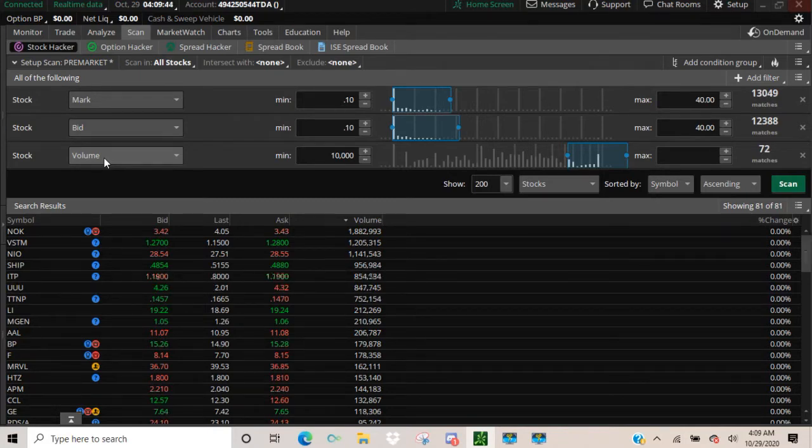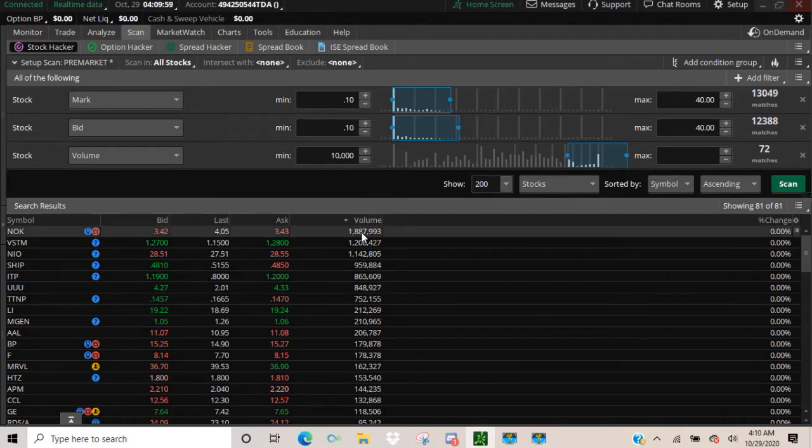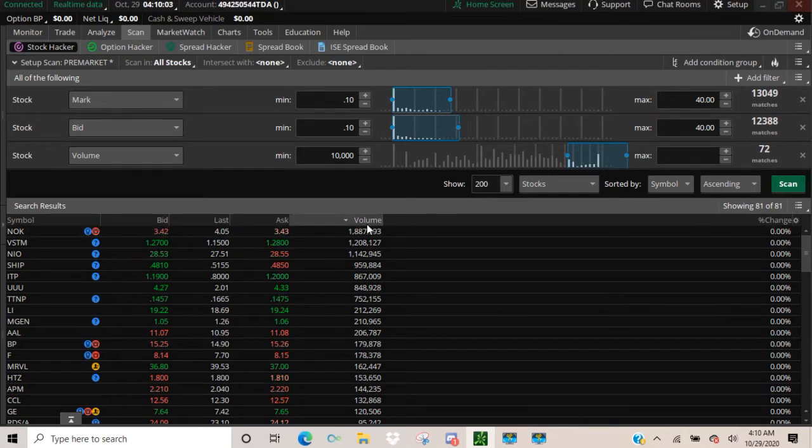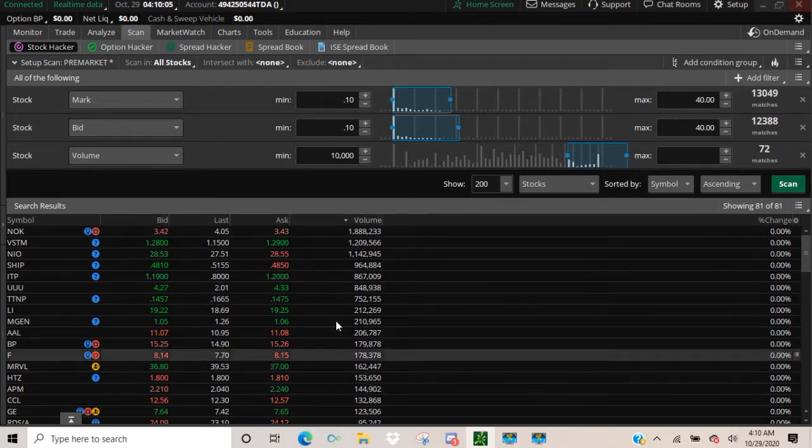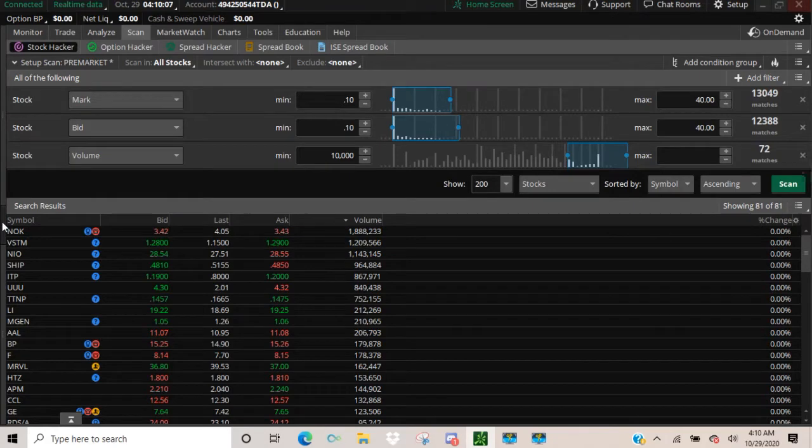Volume is key in making a pre-market move. Without volume, you're not going anywhere. So volume is my number one indicator that I use for the pre-market plays. And you can see it right down here. I've got bid, last, and ask, and volume for my settings here on my pre-market scanner.